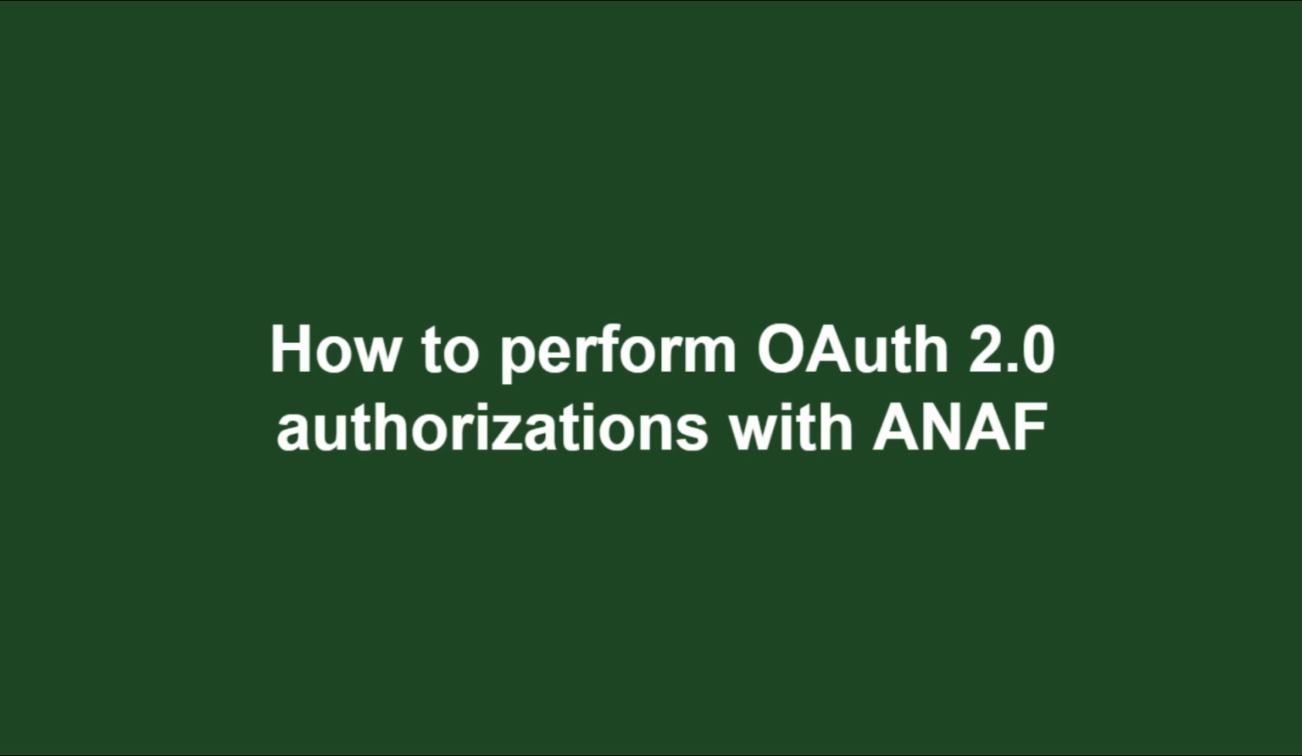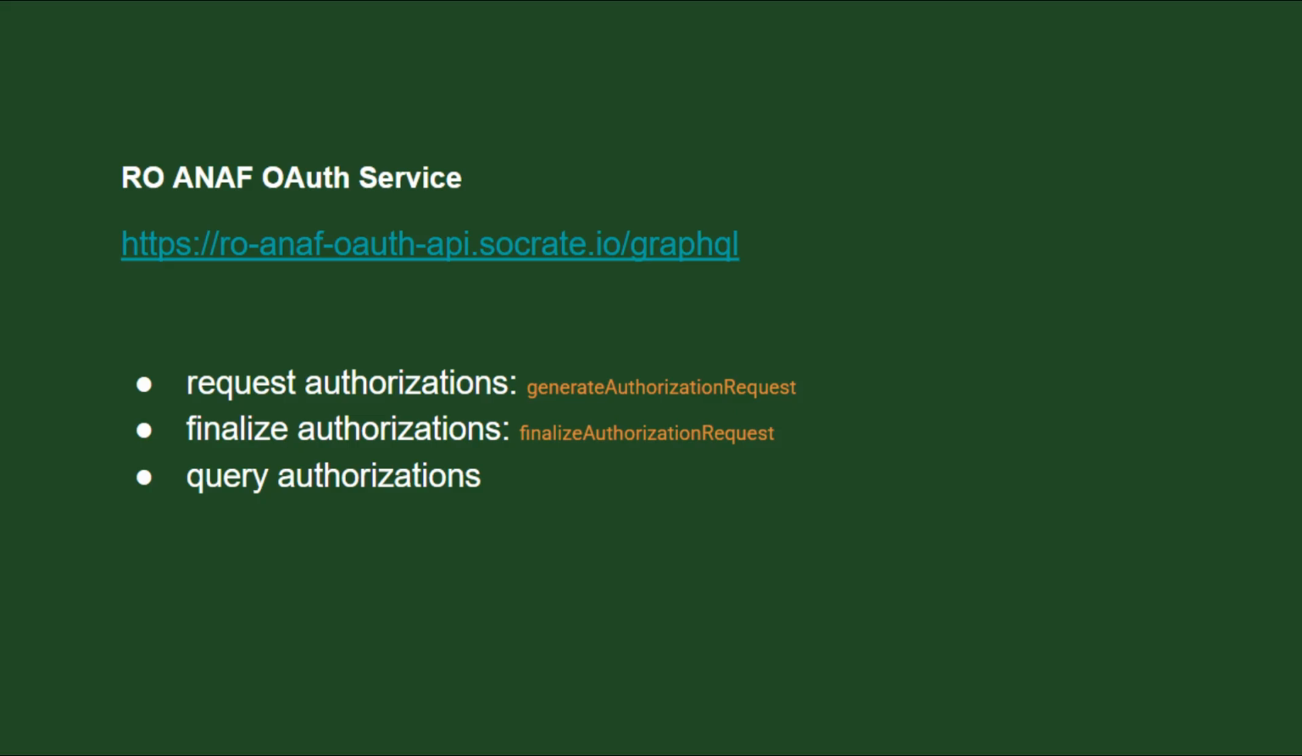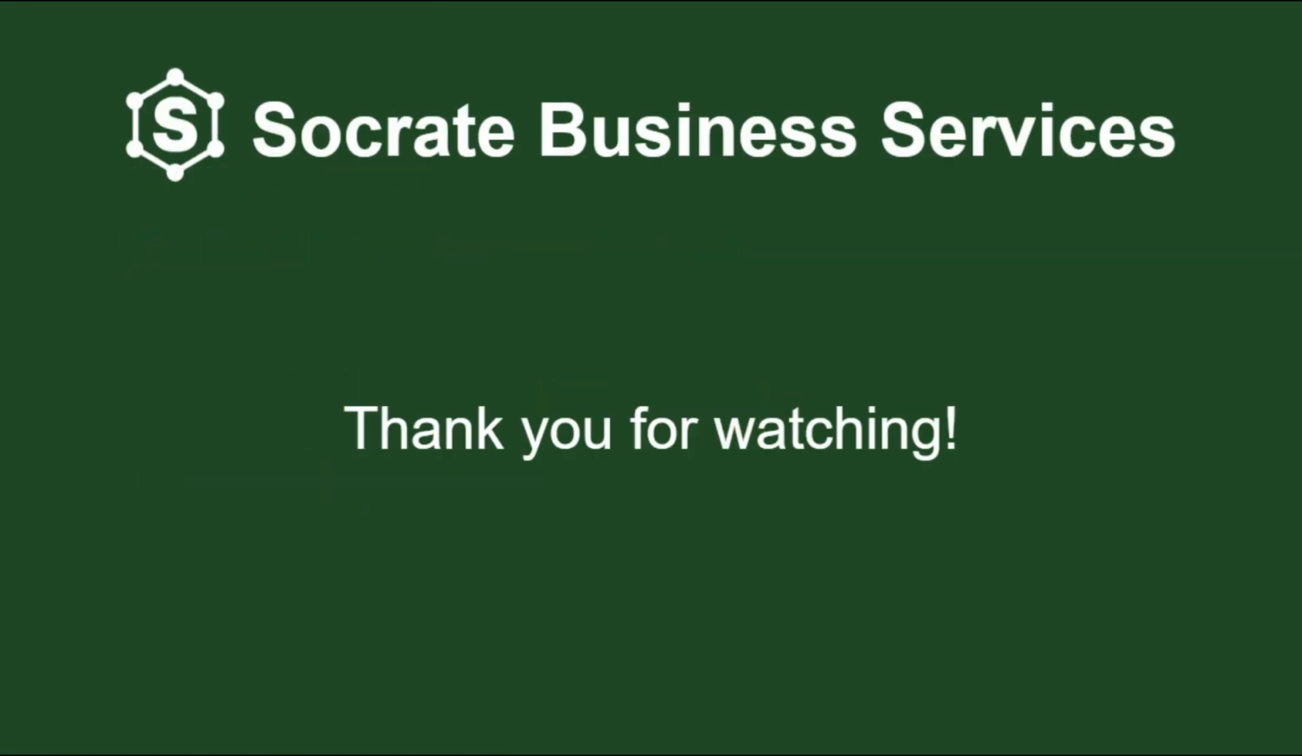To actually perform an OAuth 2.0 authorization with ANAF, your application calls the SBS API. For that purpose, SBS has a dedicated service called ROANAF OAuth service. You can call the Generate Authorization Request and Finalize Authorization Request API methods as applicable to the scenario that your application is implementing. This concludes the SBS e-Factura configuration tutorial.